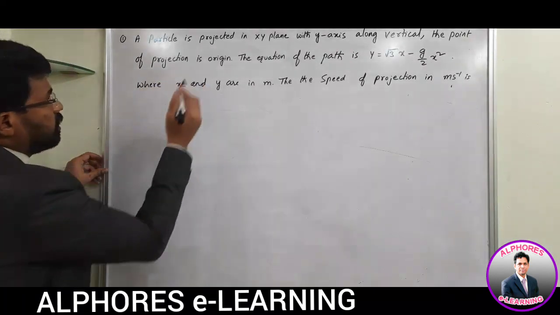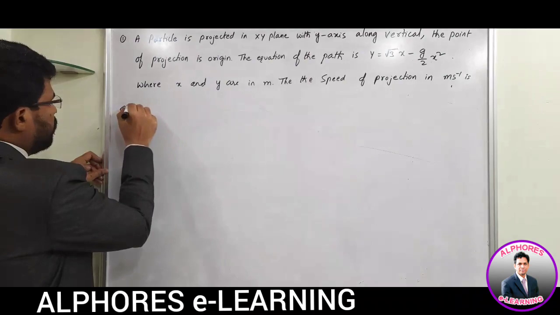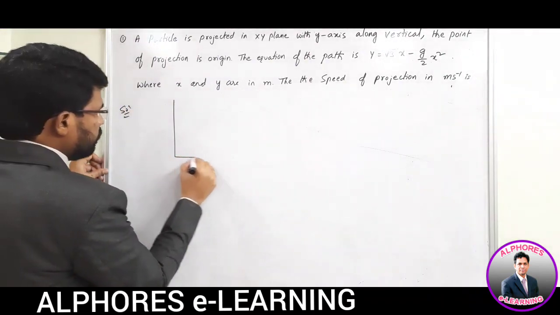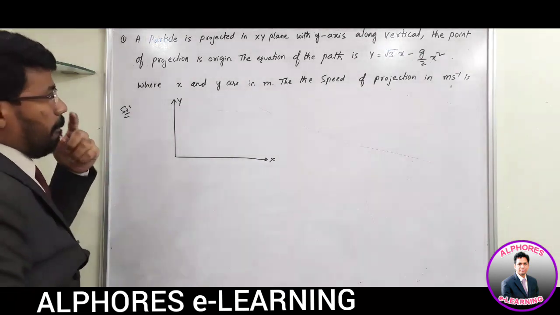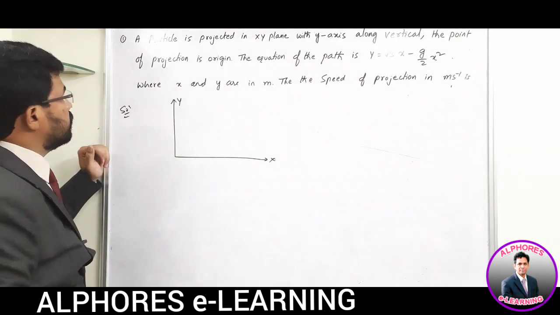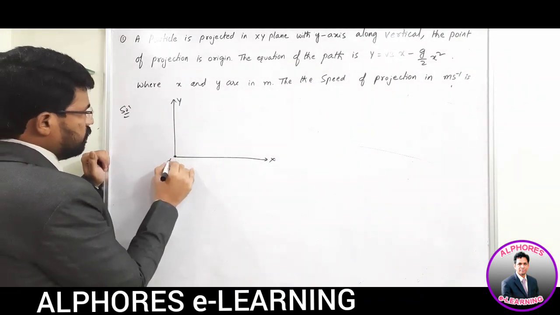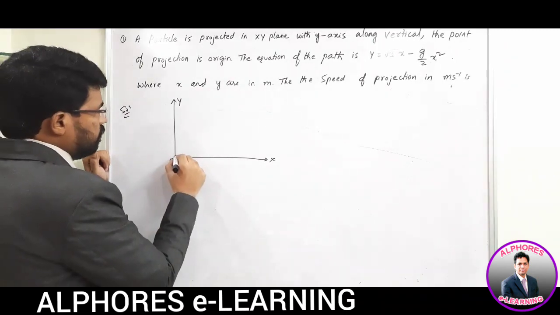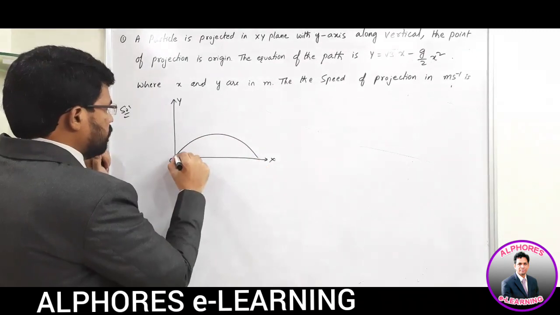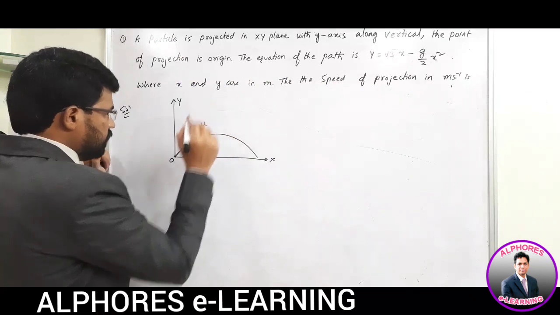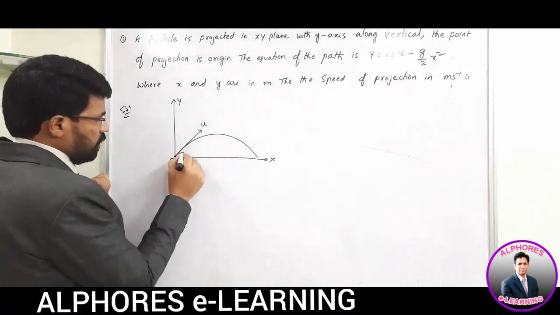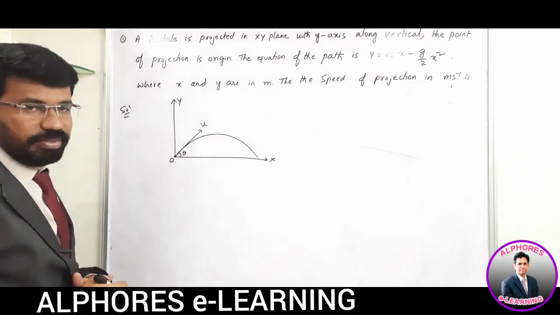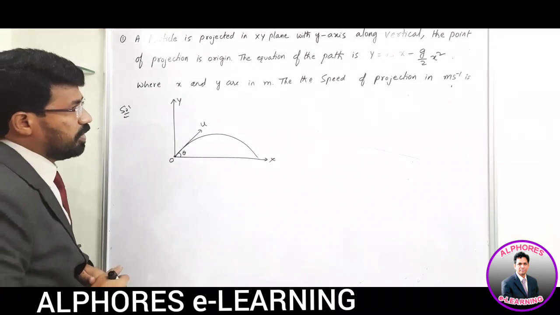What was said? A particle is projected in the xy plane. So let us consider one xy plane like this. The y-axis is along vertical. The point of projection is the origin. So this is the point of projection. Let us say the body is projected like this, with an initial velocity equal to u. Let us say the angle of projection is theta.